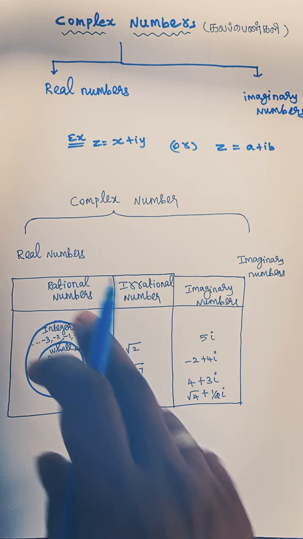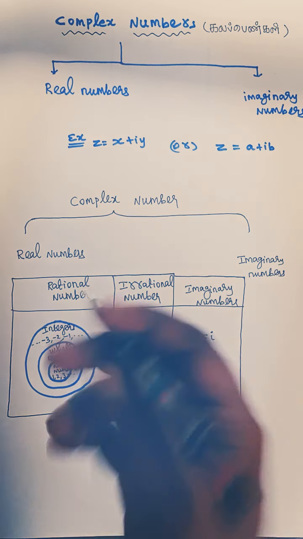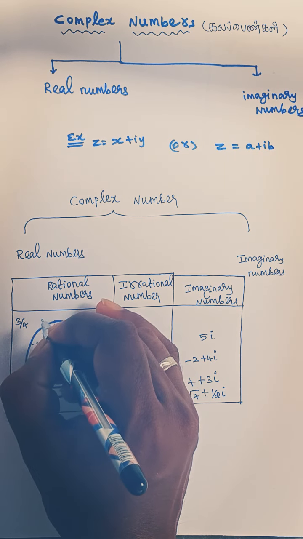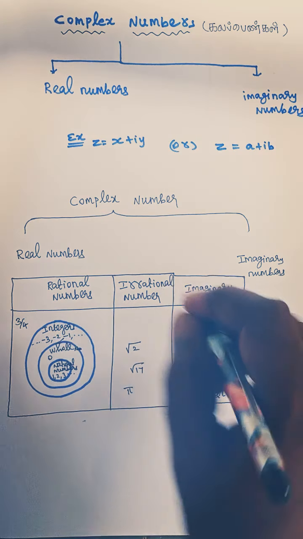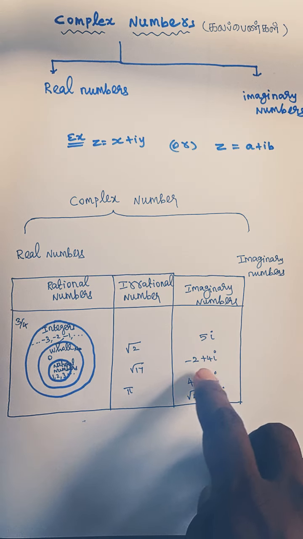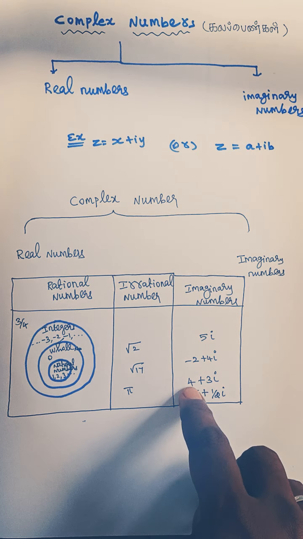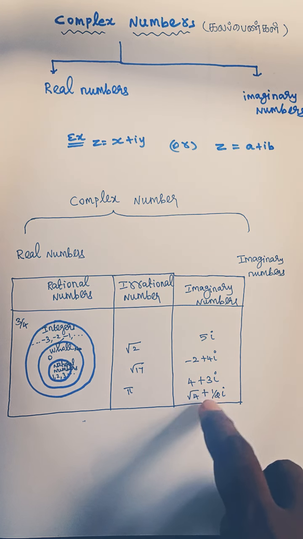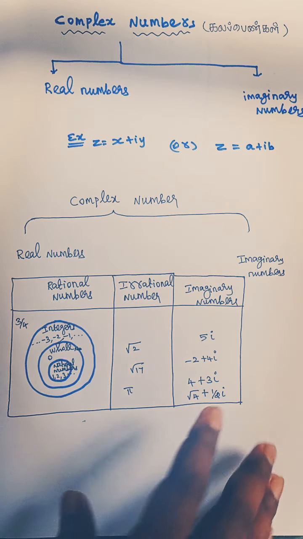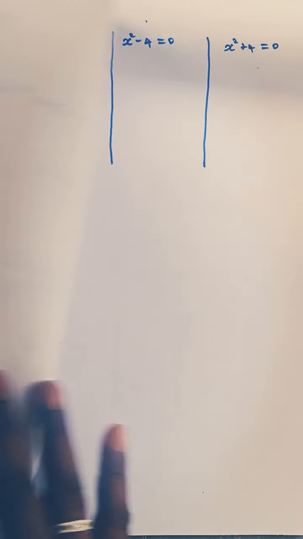So rational number, p by q form, 3 by 4, etc. Imaginary number, 5i, minus 2 plus 4i, 4 plus 3i, root 4 plus 1 by 2i, etc. So introduction.